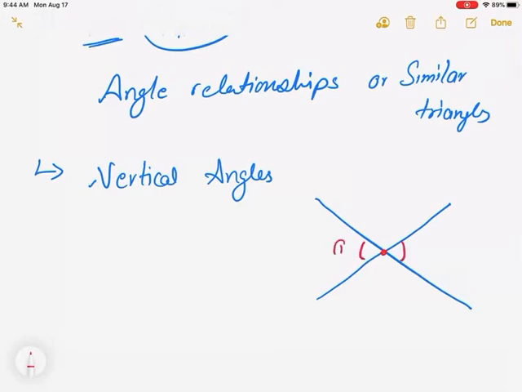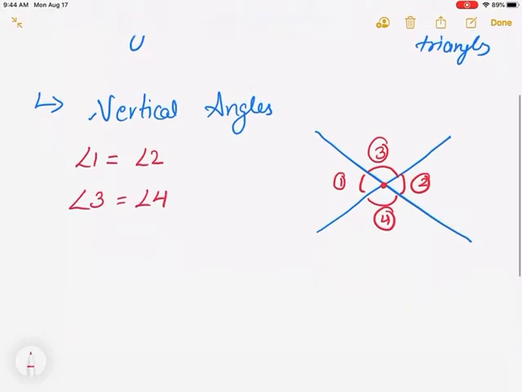So let's say angle 1 and angle 2. These angles are always going to be equal. So vertical angles are always equal or congruent. So angle 1 would be congruent to angle 2, and angle 3 would be congruent to angle 4. That's the property for vertical angles. Vertical angles are always the same.